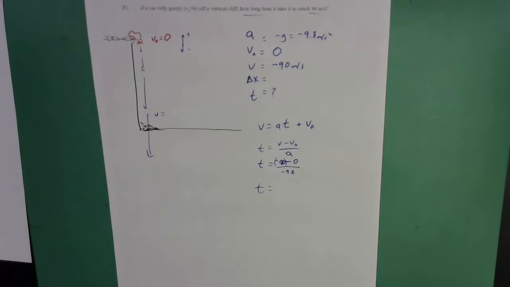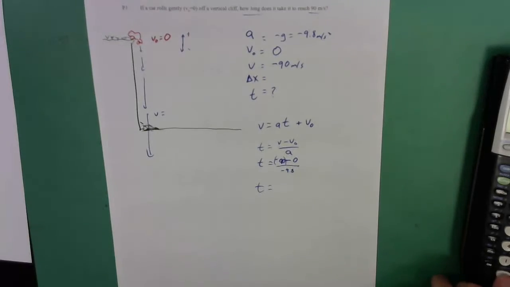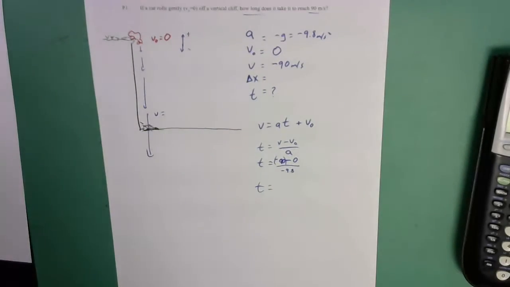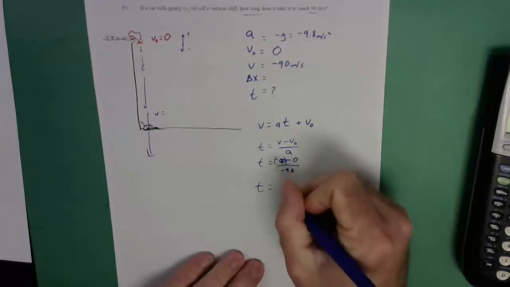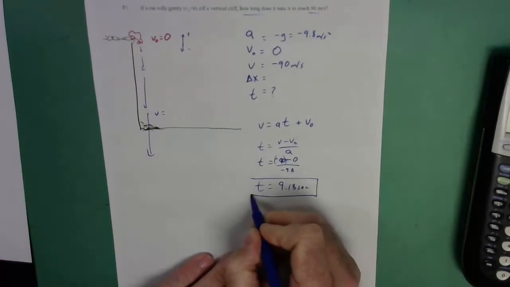So when I substitute that in the calculator, I take 90 over 9.8. I get a value of 9.18 seconds. And that would be my answer.